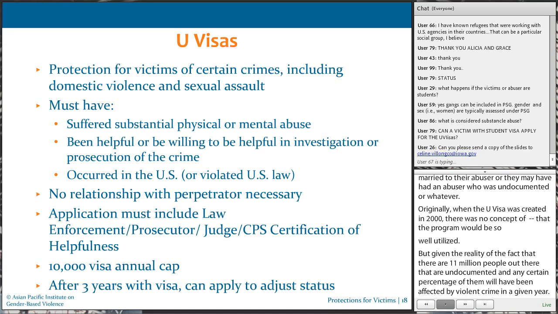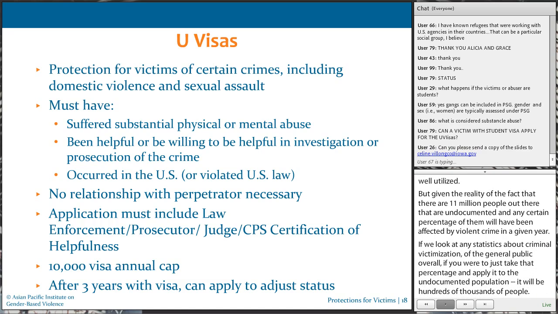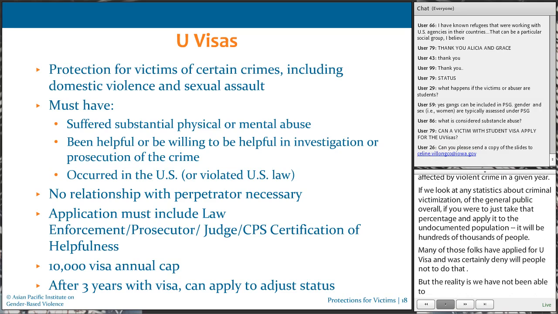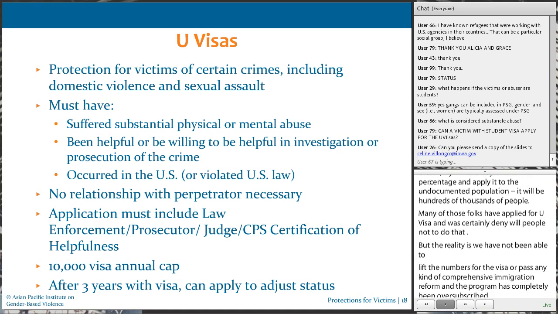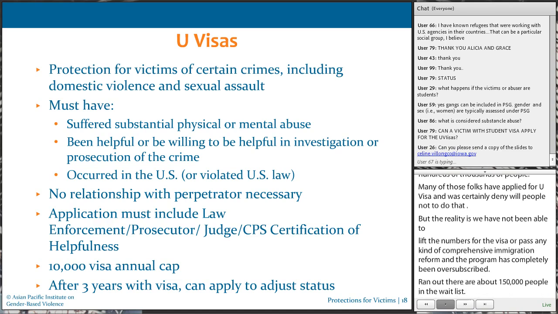And so many of those folks have applied for U visas, and we certainly don't want people not to do that, but the reality is we've not been able to lift the numbers for this U visa or pass any kind of comprehensive immigration reform, and so the program is completely oversubscribed. Right now there are about 150,000 people on that wait list, and what we're hearing is it's taking them 3 years to adjudicate that first application to begin with.